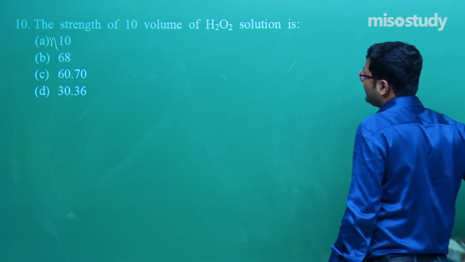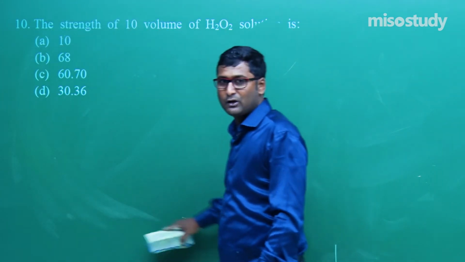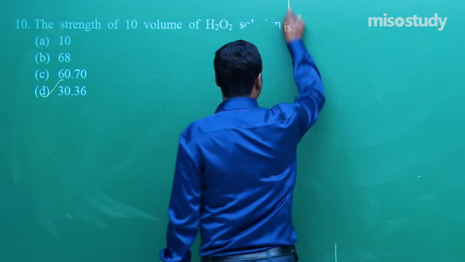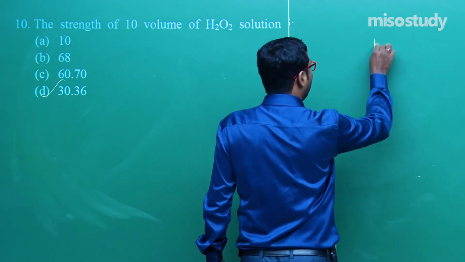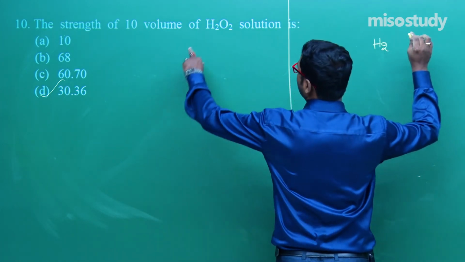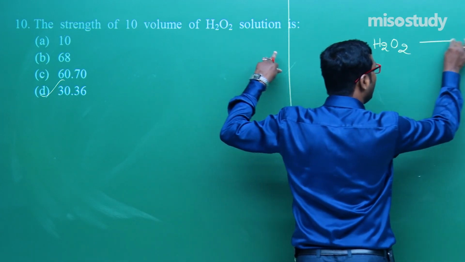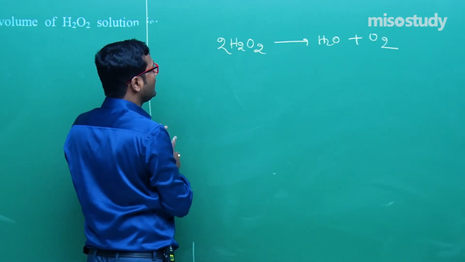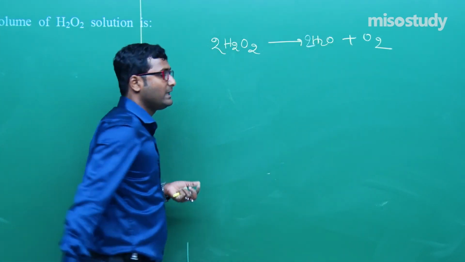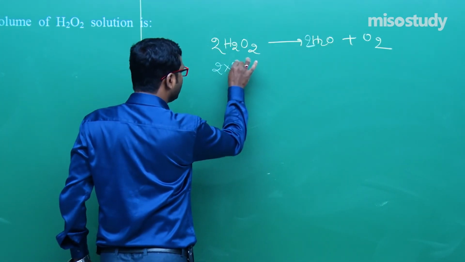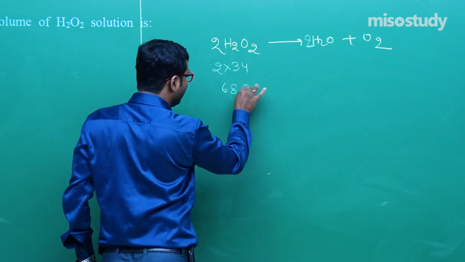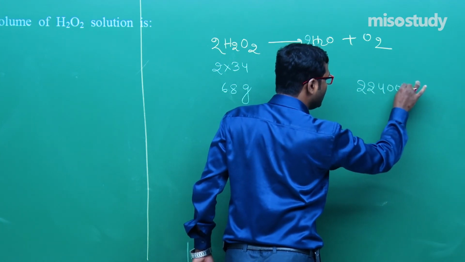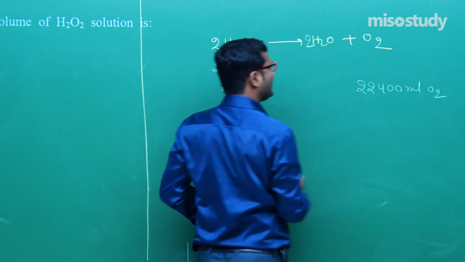The strength of 10 volume of H2O2. This is a simple question, completely theory based. For this, D is the correct option. But if you do not know, write down. As we know, H2O2 gives you H2O plus O2. Balance this, 2H2O2 gives 2H2O plus O2. Clear? That is 2 into 34, that is 68 gram H2O2 gives you 22400 ml O2 at STP.